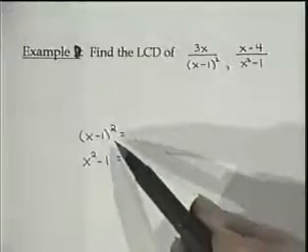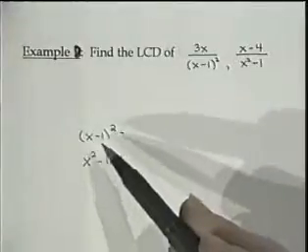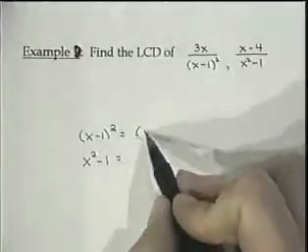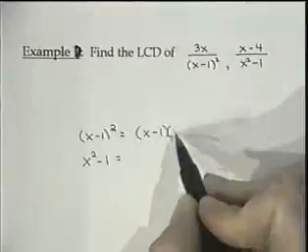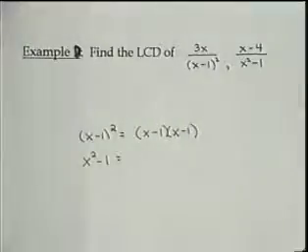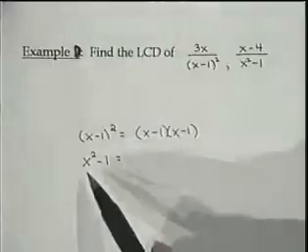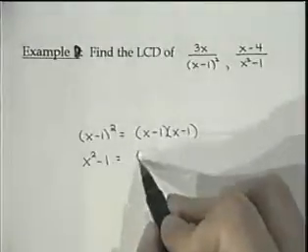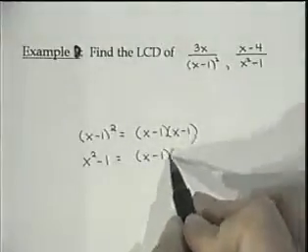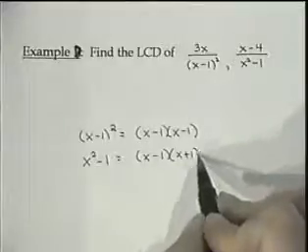Well, the first one is already factored because x minus 1 squared is simply x minus 1 times x minus 1. So I'm just going to list it like that. X squared minus 1, however, this is a difference of squares, and that factors as x minus 1 times x plus 1.